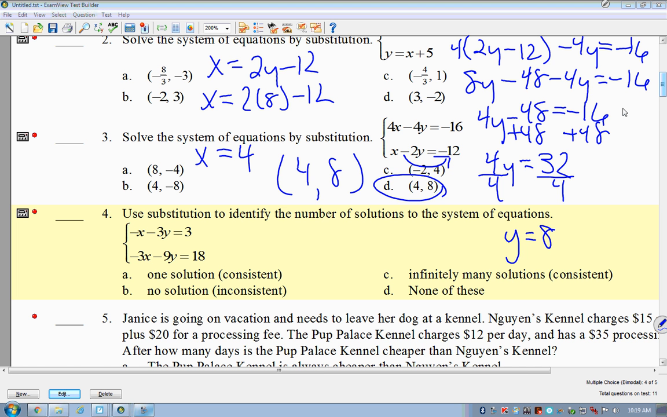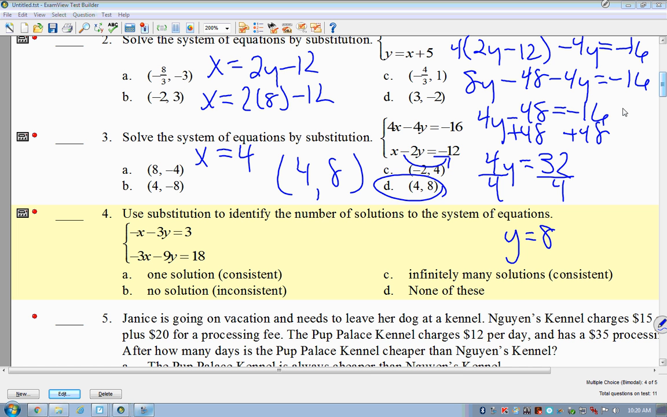Okay, does that make sense? All right, number 4 is pretty well the same way. You'll notice in here that neither one of them solves for a variable off the beginning, so I'm going to have to rewrite the equation to solve for that variable, and solve from there. Okay, does that make sense?